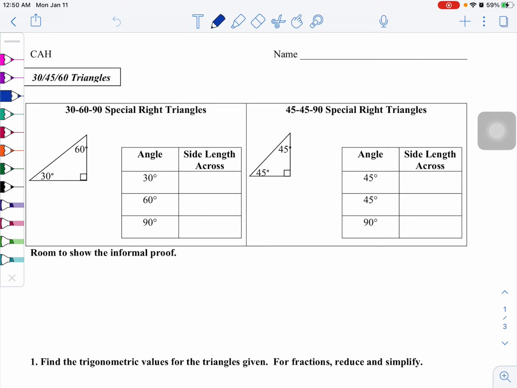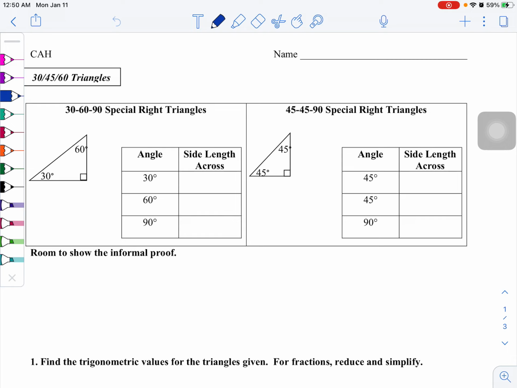There are two special right triangles that are really important when we talk about trigonometry. They have other uses, and lots of them, but the ones that we're going to talk about most for trigonometry are 30-60-90s and 45-45-90s.